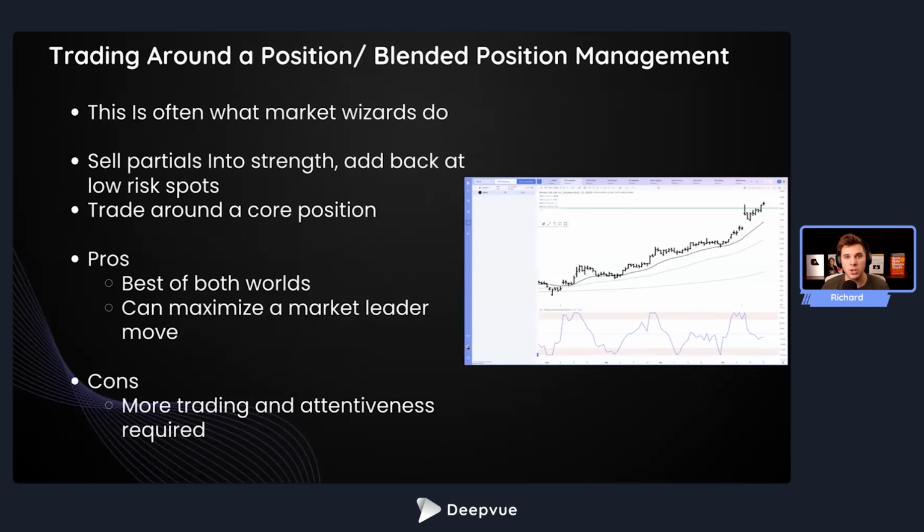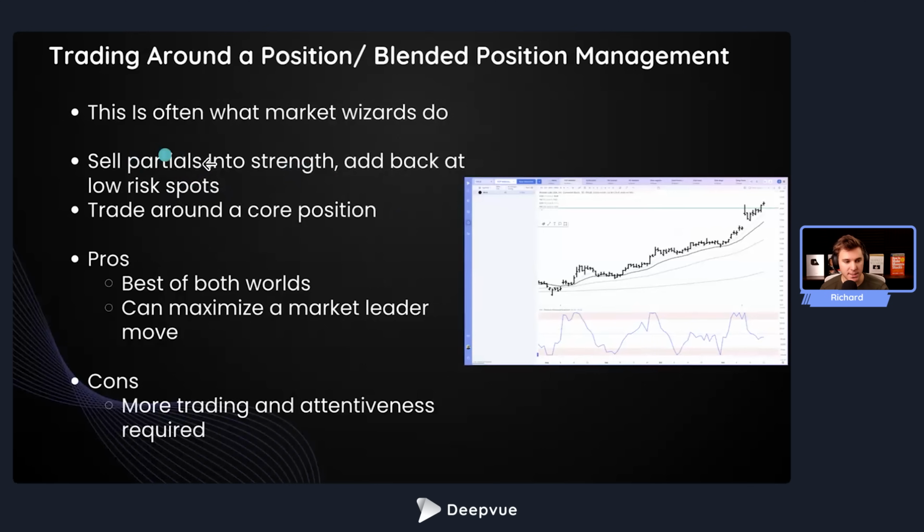They have a core position and a very high potential stock breaking out of an early stage base, and they sell a little bit when it gets extended, add back on the pullback, sell a bit when it gets extended, add back on the pullback, and play that longer term move with the core, but manage their position by selling some into strength, partial, adding it back. So they're able to sit through those drawdowns because they have the benefit of knowing, hey, I've already locked in a little profits. I can add it back later. So this is what a lot of the market wizards do.